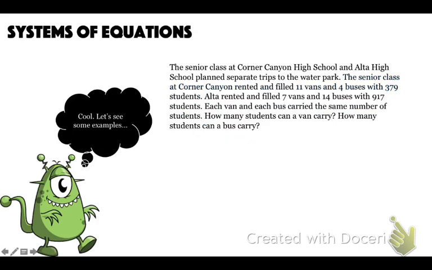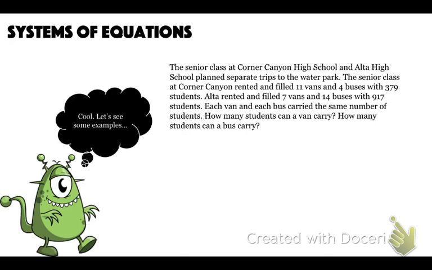The senior class at Corner Canyon and Alta High School planned separate trips to the water park. Say you're going to Seven Peaks or something. The senior class at Corner Canyon rented 11 vans and 4 buses for 379 students, which is a little bit less than what we actually have. Alta rented and filled 7 vans and 14 buses with 917 students. And I don't think Alta really has 917 seniors, but this is just a story problem.